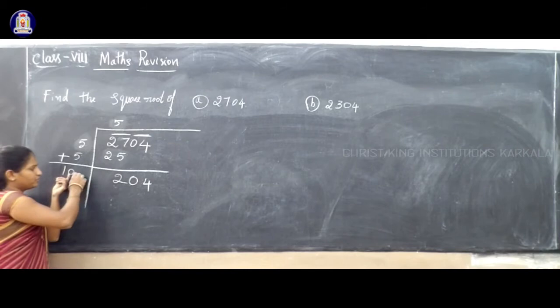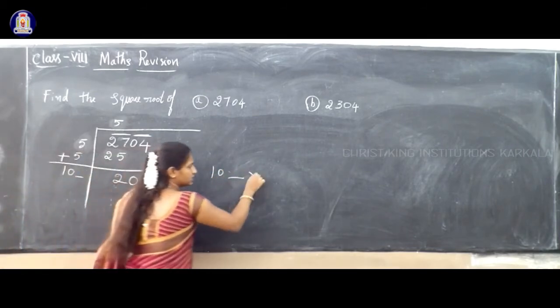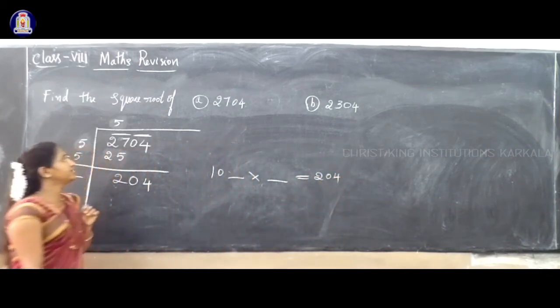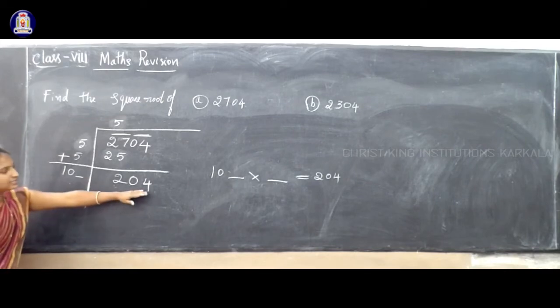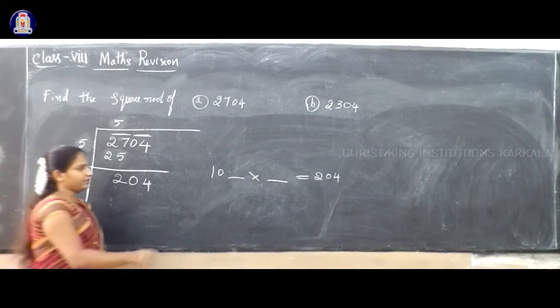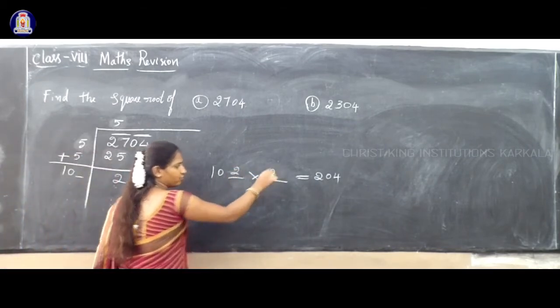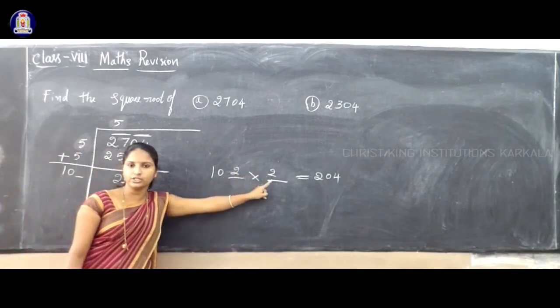So now you must get a perfect square, 10 dash into dash, the answer you must get 204. So which number is suitable? See, the last term is here 4. To get 4, what number can we write in these two places? Only 2 twos we get 4, isn't it? So 4 means you have to multiply 2 into 2.